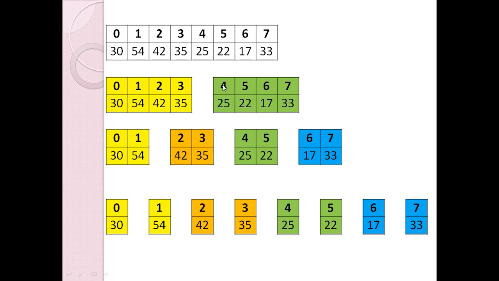Index starts at 4 and ends at 7. So 4 plus 7, 11 by 2, so 5.5. So 4 to 5 is one problem, and 6 to 7 is another problem. Now you can see that the problem of 8 elements is divided into 4 problems of 2 elements each.